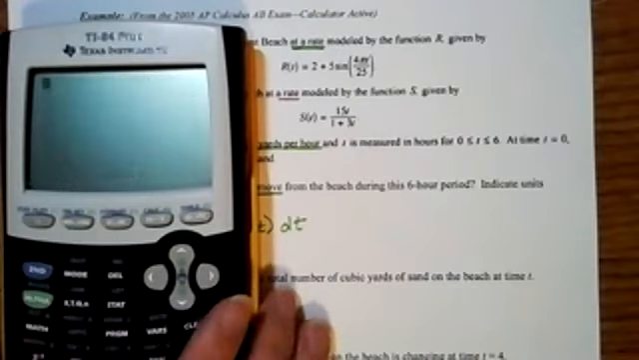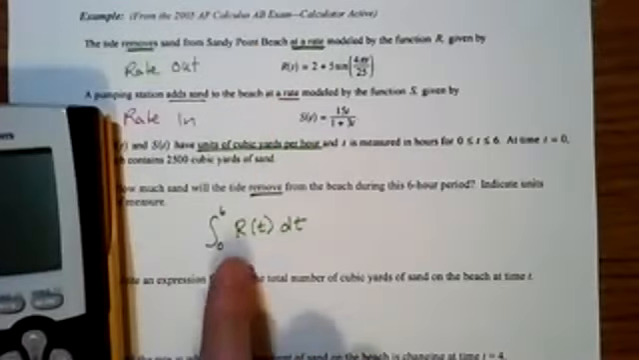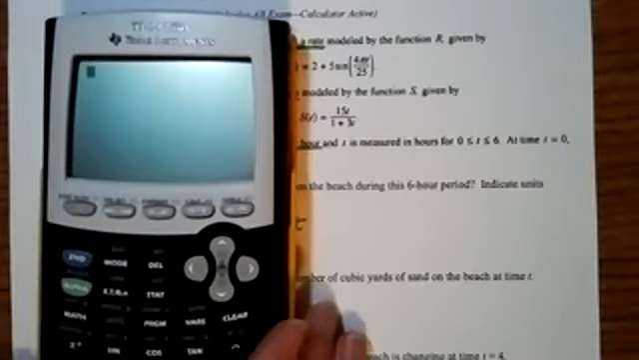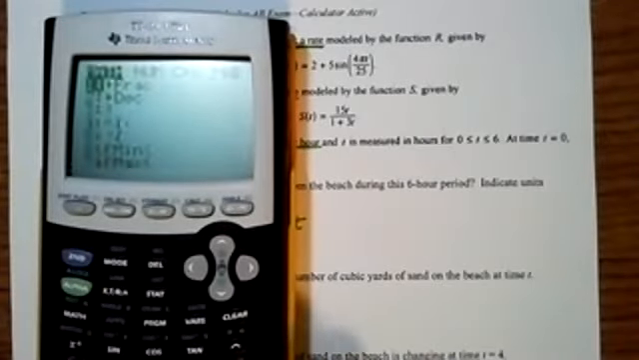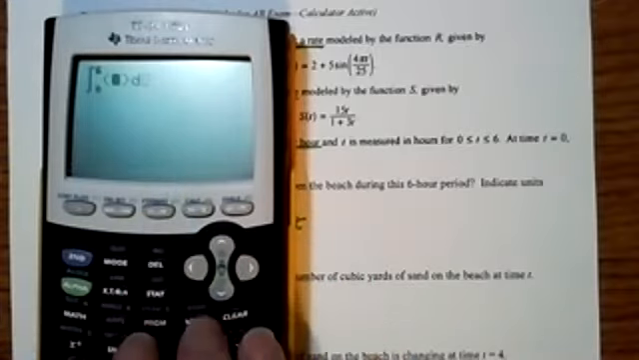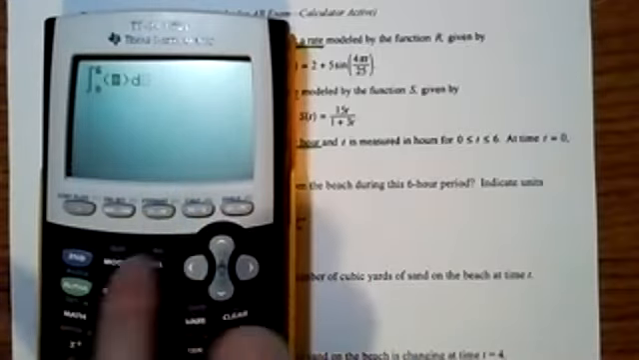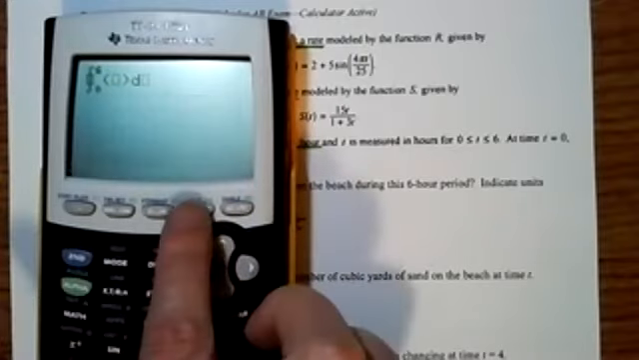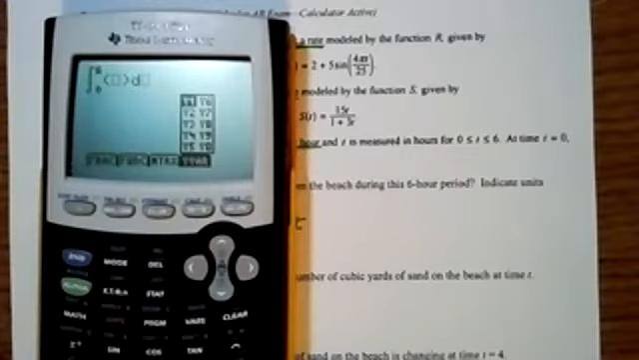Okay, so I've got my functions in here. In part A, I am just looking for this definite integral, and I'm going to do that right from the home screen. So the definite integral is math 9. We want to run from 0 to 6. R of t is where I have y1. That's going to be alpha, is it F3? Nope, let me try that again. Alpha F4. There we go.